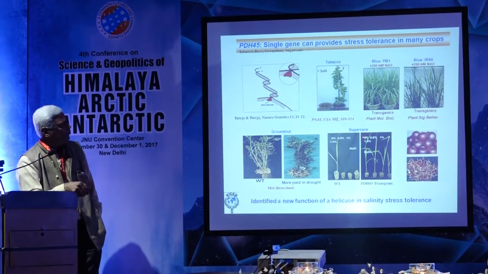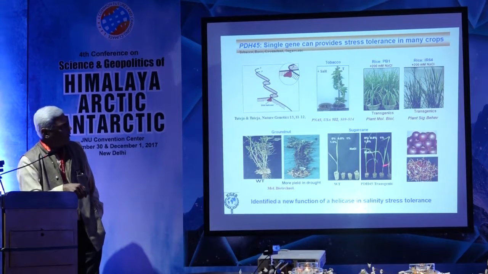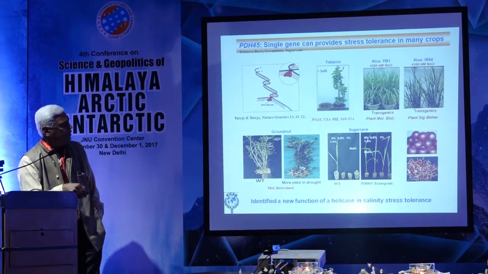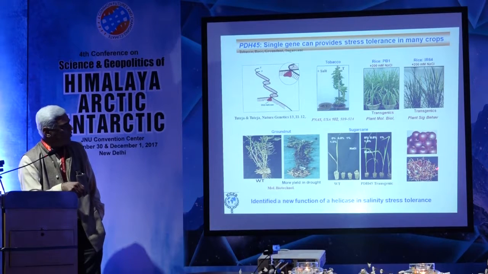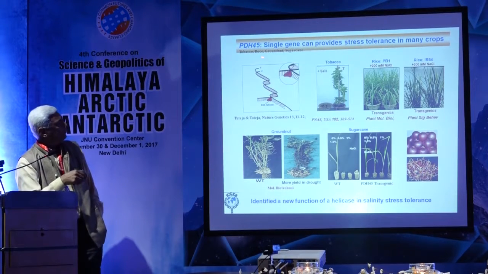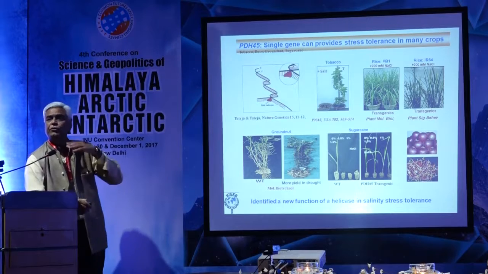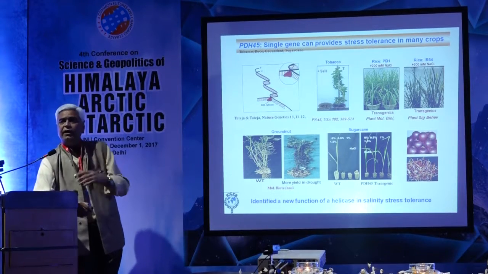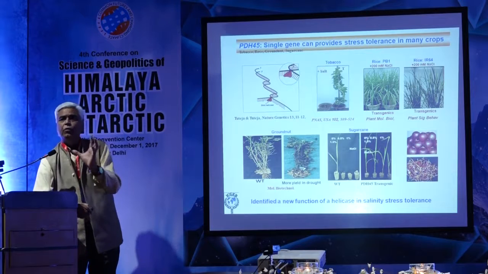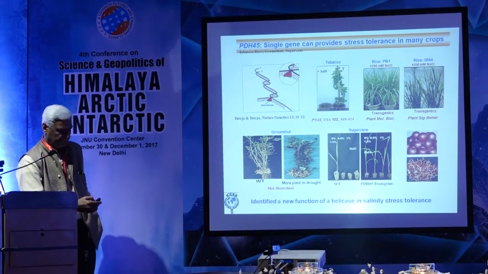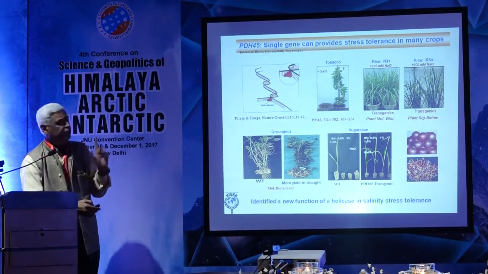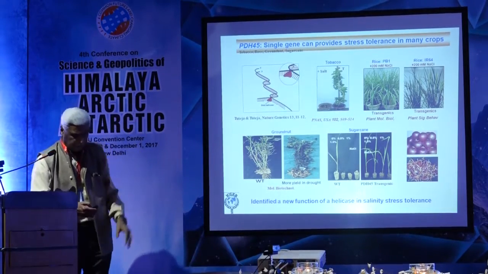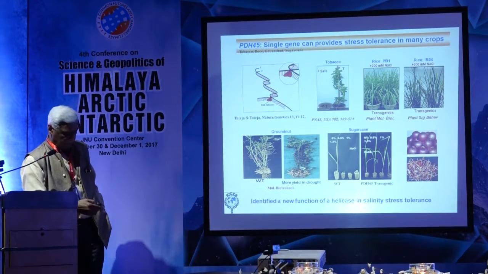Here is sugarcane, and in the presence of salt stress, it is continuously growing. Recently we have introduced our gene in onion and chili also. Onion we have not published yet. We published a scientific report a few months ago on chili: when we introduced the PDH45 gene, chili grows very nicely in the presence of salinity stress as well as drought stress, and we are getting more yield. There is no yield loss. So that's an example of a single gene providing stress tolerance in different crops.